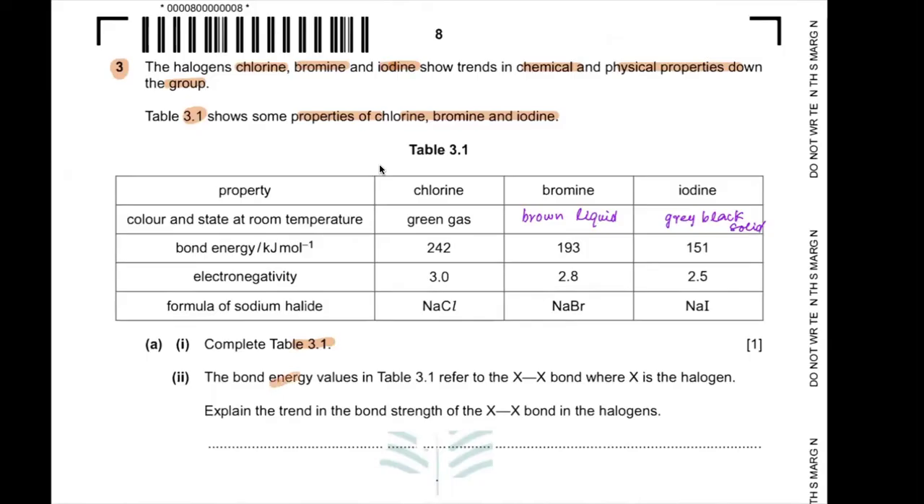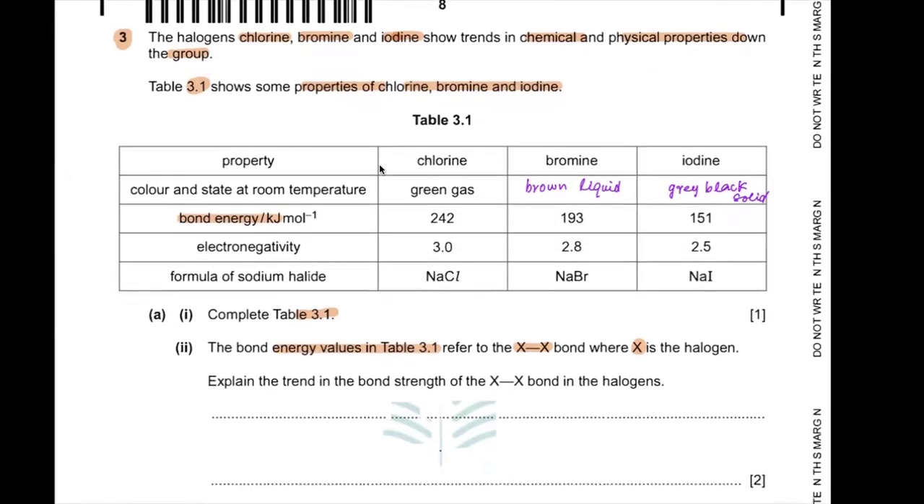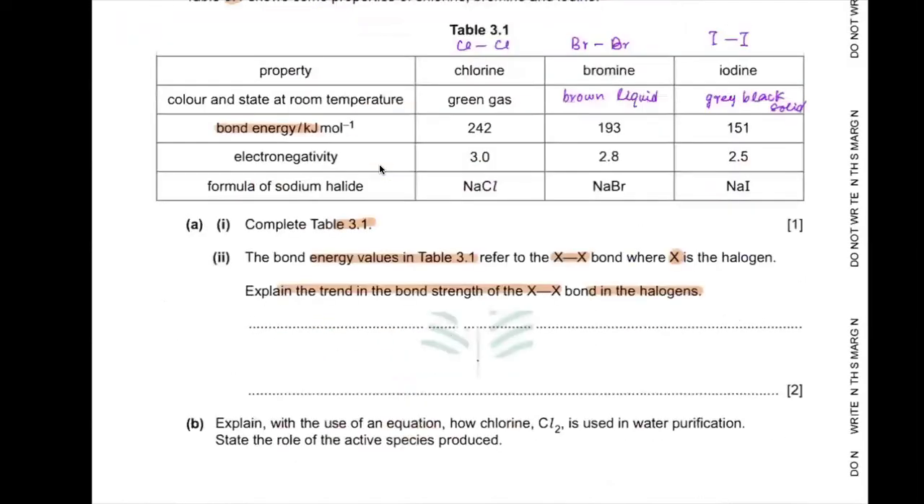The bond energy values in table 3.1 refer to the X-X bond, where X is the halogen. Explain the trend in the bond strength of the halogen bond in halogens. So they are actually asking, there is a bond between chlorine atoms, a bond between bromine atoms, and a bond between iodine atoms. So what is the strength of this bond? When we move down, the size increases, so the bond gets weaker, right?